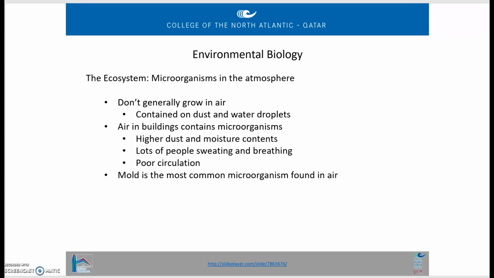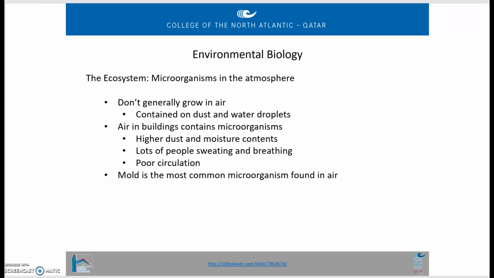Now, if we look at microorganisms that grow in the air, generally we don't have any that can grow there. I mean, they may be there for short periods of time if they're on dust particles or water droplets, but they generally don't live and grow in the air. The air in buildings, of course, would be much more likely to have microorganisms in it, because there's higher dust particles, because there's higher moisture content. You have people in buildings, so the people are sweating, breathing, coughing, and generally there tends to be poor circulation. So air in buildings would be more likely to have microorganisms present than you would see in the atmosphere.